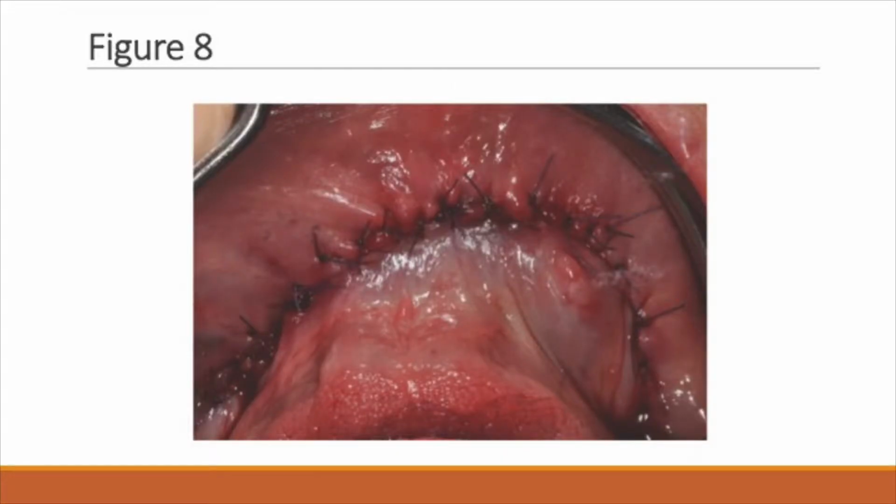Even with careful planning and surgical technique, it was difficult to achieve perfect tension-free flaps and provide good closure due to excessive scarring from the cancer surgery. Therefore, some areas were closed with high tension. Figure 8 shows the final sutured mucosal flaps.